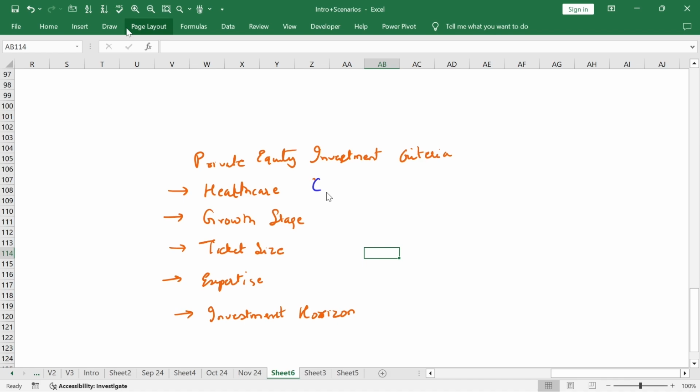So what are PEs basically? Thanks for your answers, these are really encouraging. PEs are financial buyers. There are two types of buyers: financial buyers as well as strategic buyers. A financial buyer is the one who would invest.